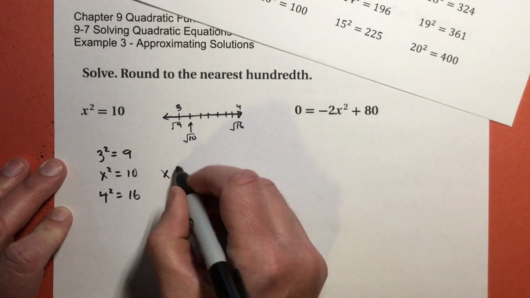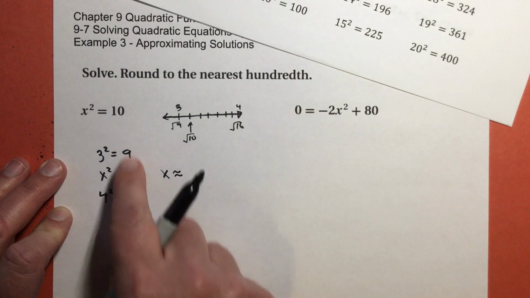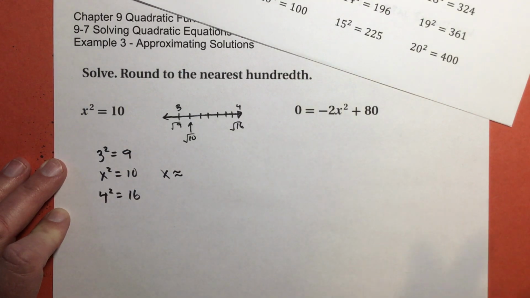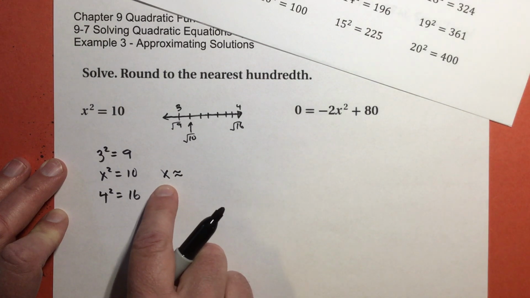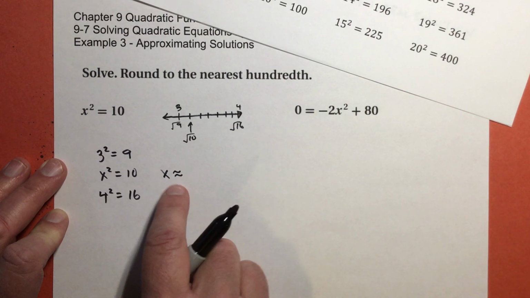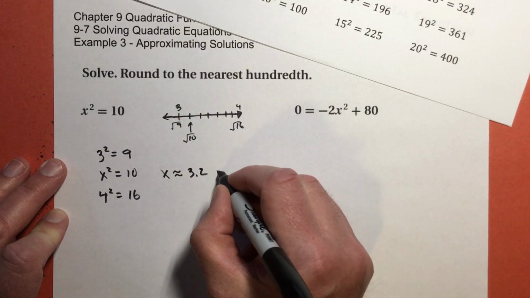So x is going to be approximately equal to, and I'm just going to stick with the positive for a second. I know there's going to be a positive or negative. I'm just looking at the positive solution. X is going to be close to, let's say, 3.2, maybe.